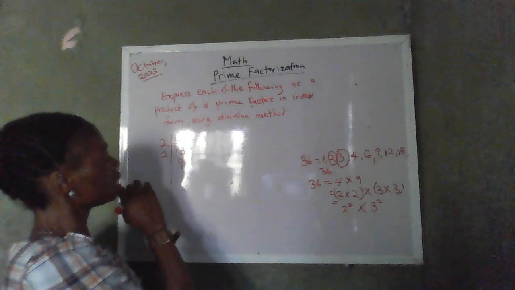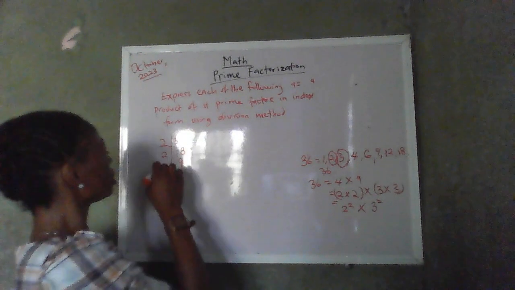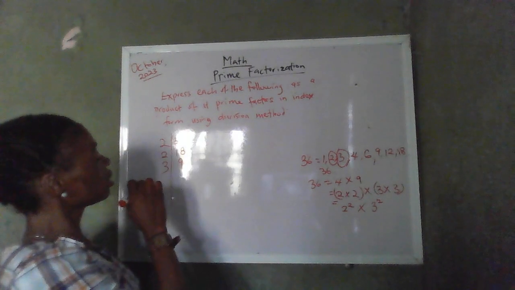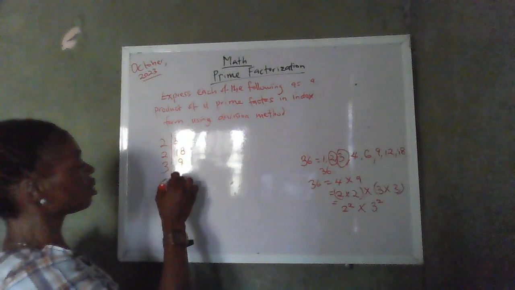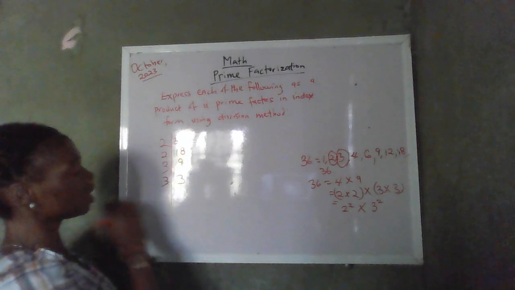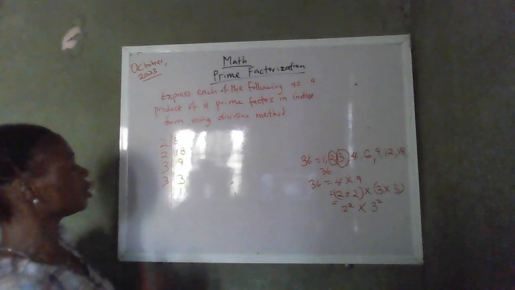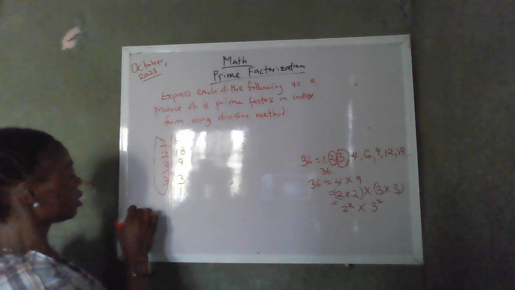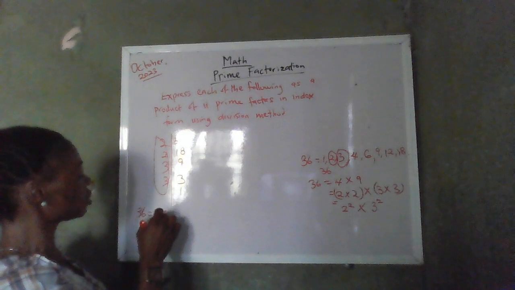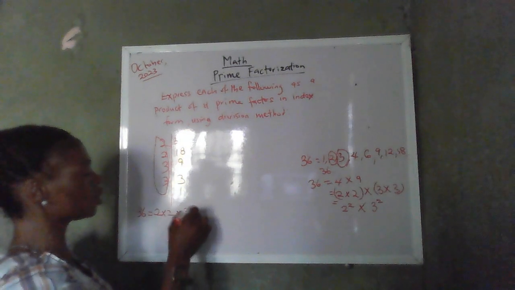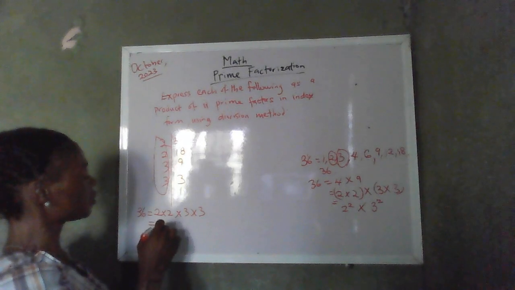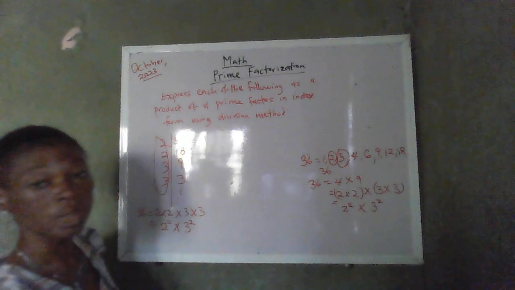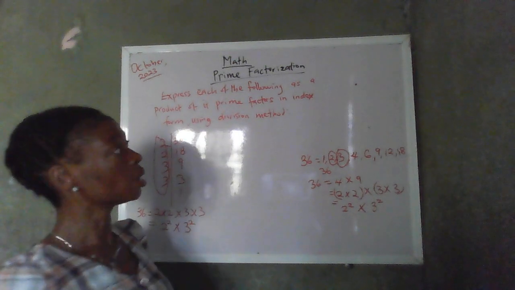9 cannot be divided by 2, there will still be a remainder, so we'll take 3, the next prime factor. So 9 can be divided by 3, 3 times. 3 can be divided by 3 once. We are done. So let's multiply the factors. 36 equals 2 multiplied by 2 multiplied by 3 multiplied by 3. We still have 2 raised to power 2 multiplied by 3 raised to power 2 in index form.